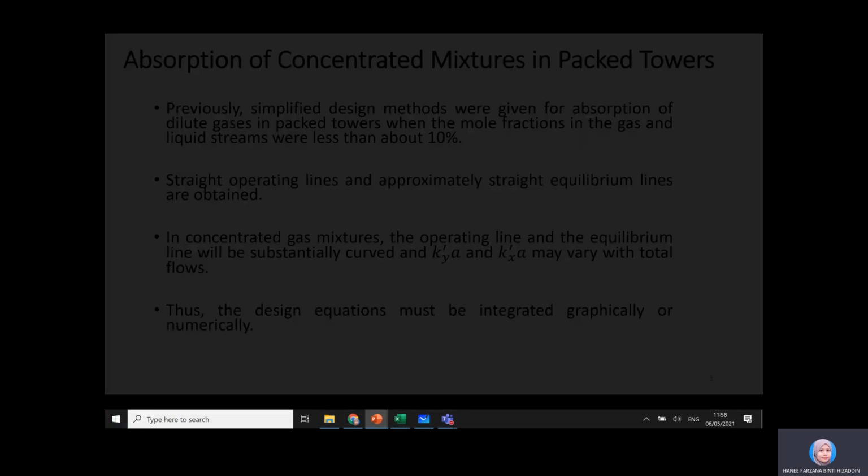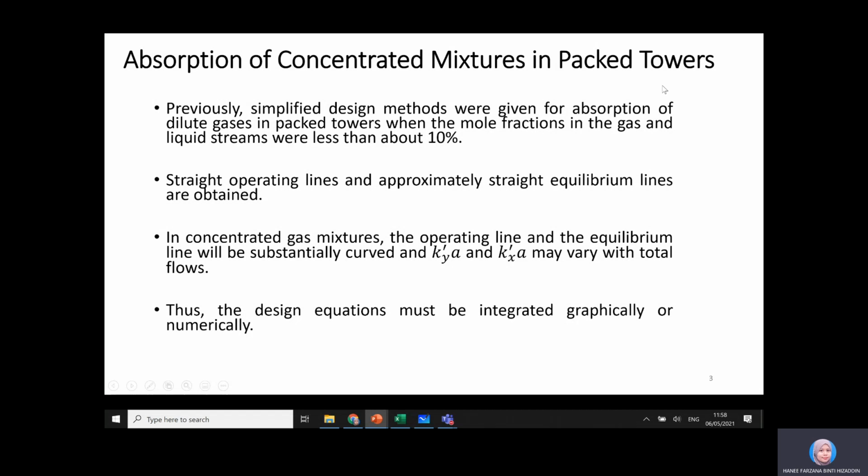Okay, so for absorption of concentrated mixtures in packed towers, the simplified design methods that I have shown you in week 8 and week 9 are only applicable for absorption of dilute gases in packed towers, when the mole fraction of the solute in the gas and liquid streams is less than about 10%. If the mole fraction of the solute is less than 10%, then we can obtain straight operating lines and also approximately straight equilibrium lines as well. So that's why we can use the simplified design method.